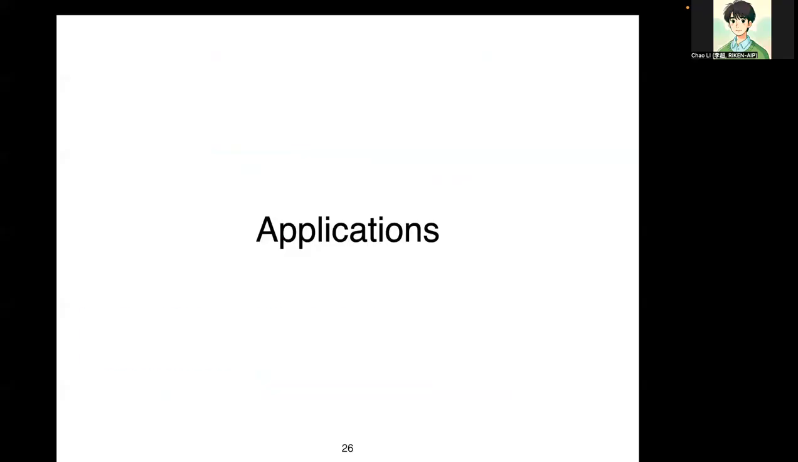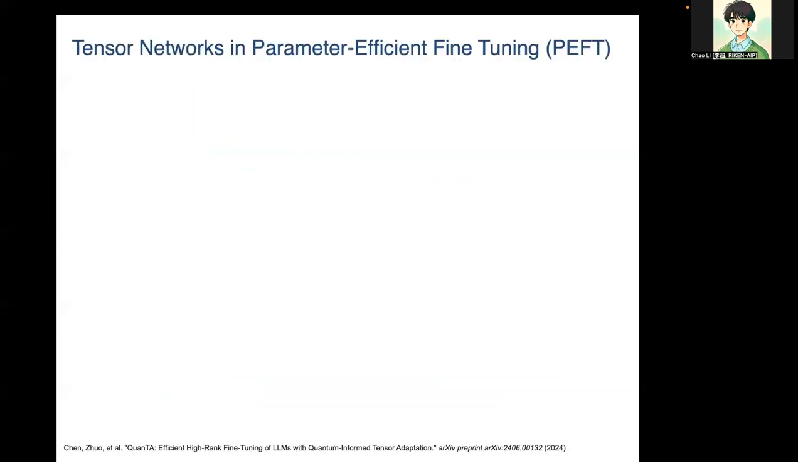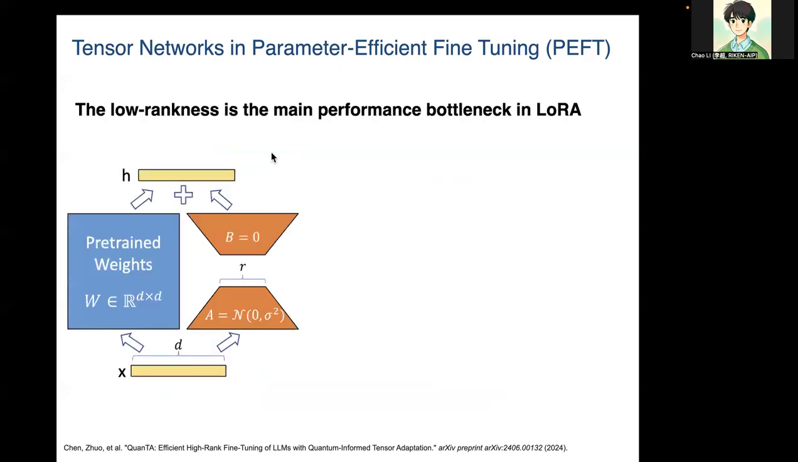In the last part, let's see how to use tensor networks to solve real-world applications. The first example is parameter-efficient fine-tuning. This is a hot topic in adapting large models without retraining everything from scratch. Here, we start with a pre-trained weight matrix W. Instead of updating all parameters of W, the well-known LoRA fine-tuning inserts a low-rank adapter A times B. This means we only train a small number of parameters proportional to the rank R, making it much easier.